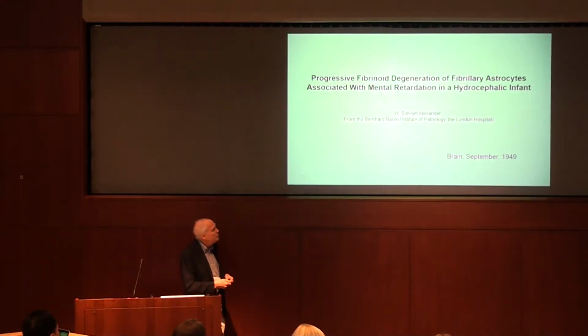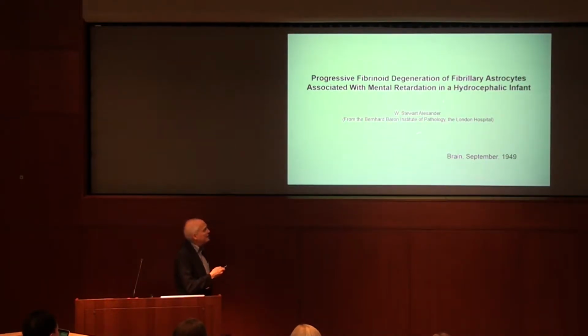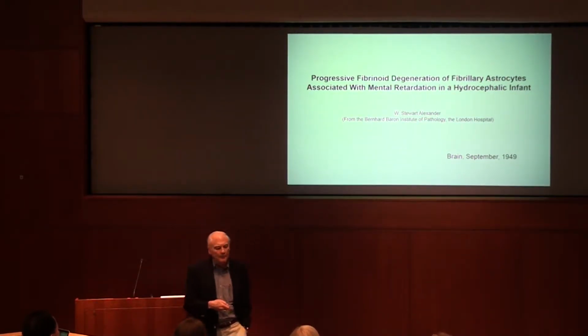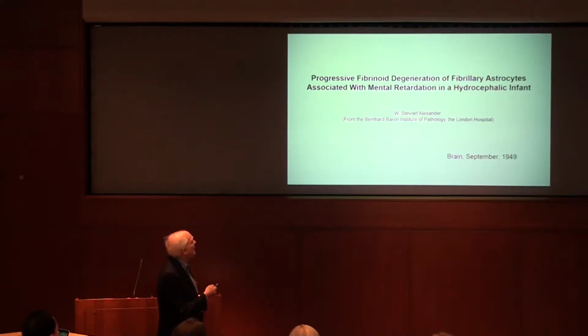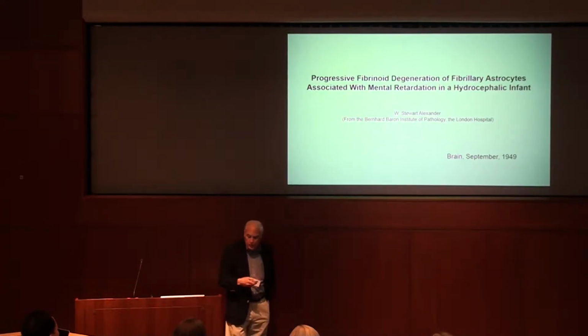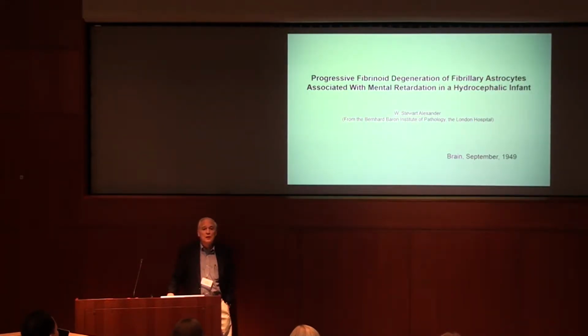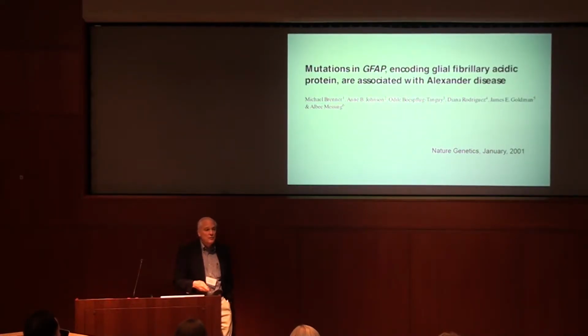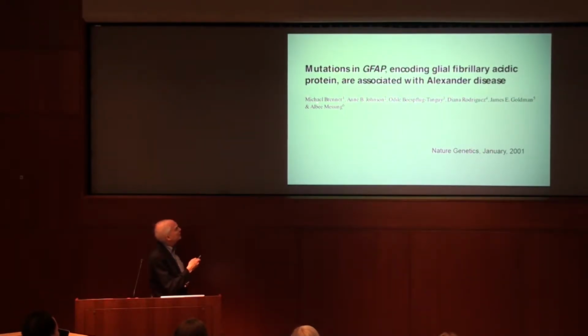So, as many of you know, W. Stuart Alexander, whose name was given to this disease, not by Dr. Alexander actually, but by other people, in 1949 published the first report of a child with Alexander disease from the London hospital. After 1949, there were a number of clinical and pathology papers in the medical literature on Alexander disease. But it really wasn't until 2001 that a group of us, spearheaded by Mike Brenner, found that mutations in glial fibrillary acidic protein are associated with and actually causal of Alexander disease.